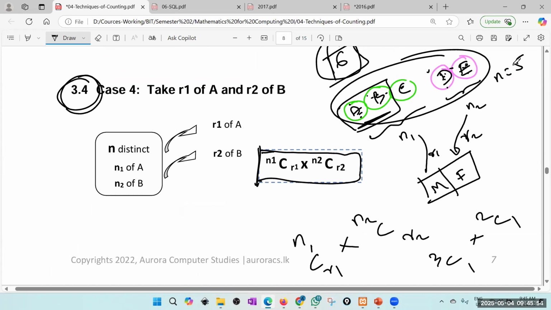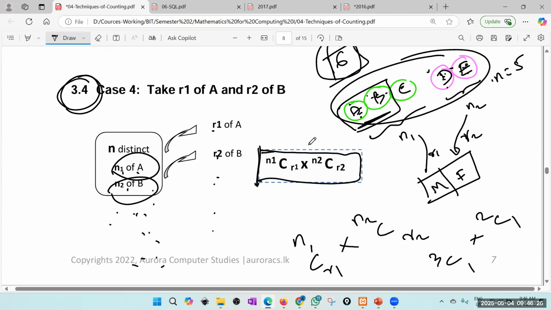So we have total n number of elements, but out of those, we have n1 number of type A, n2 number of type B, and n3 number of type C, and so on. And if you want to select such that you need R1 of type A, R2 of type B, R3 of type C, and so on, how many ways can you pick? You take N1CR1, N2CR2, N3CR3, and so on.